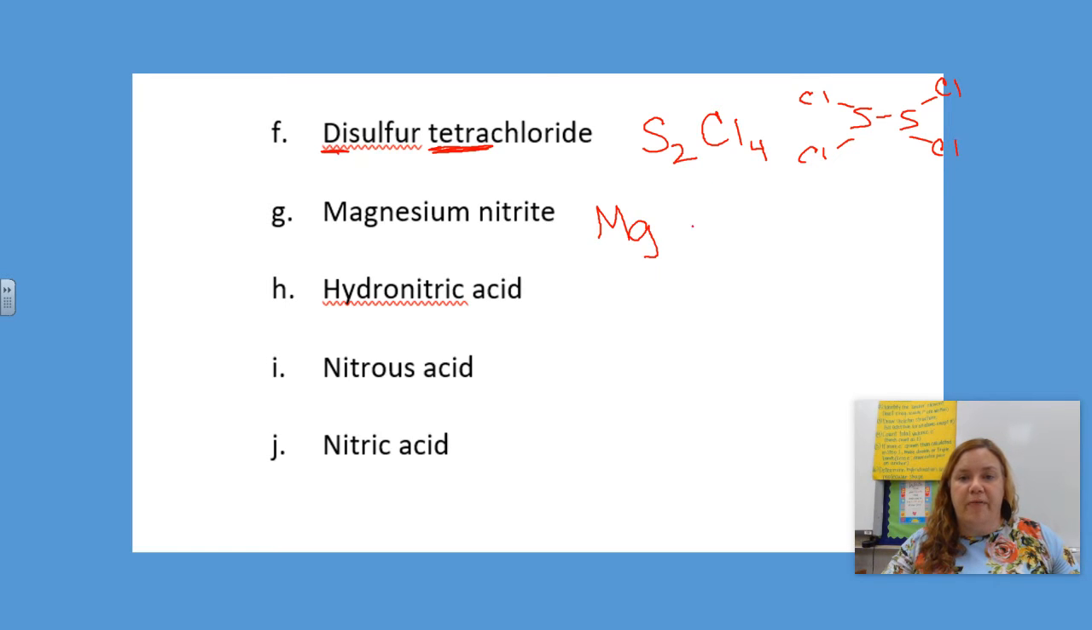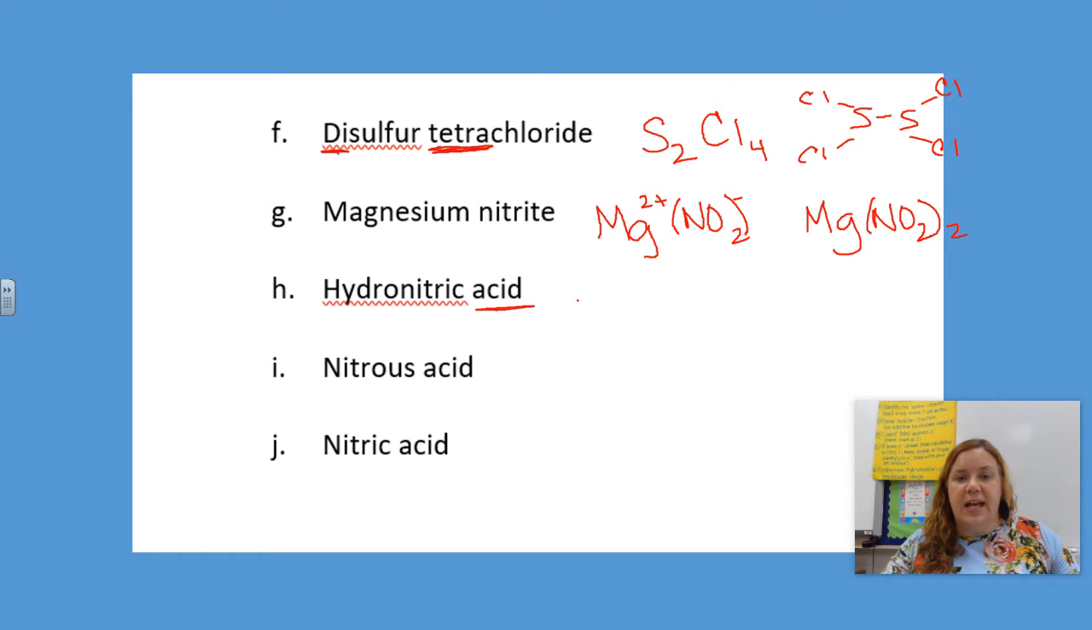Magnesium nitrite, we do have magnesium this time. It does have a 2+ charge. Nitrite, notice that ite is an NO2 with a 1-. If we crisscross, we're going to get magnesium and then put nitrite in parentheses with a 2 on the outside from magnesium.